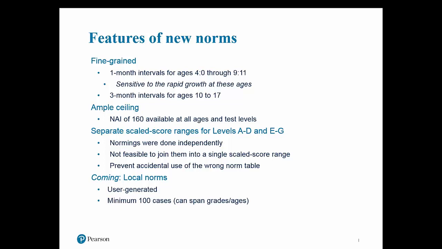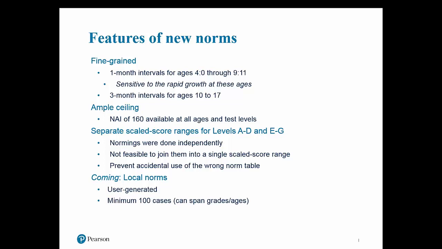And in order to prevent accidental mistakes of looking up the wrong norm table with a scaled score, we created the scaled scores for levels A through D so that they don't overlap at all with the scaled scores for levels E through G.